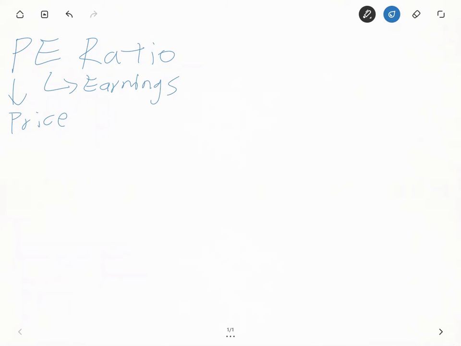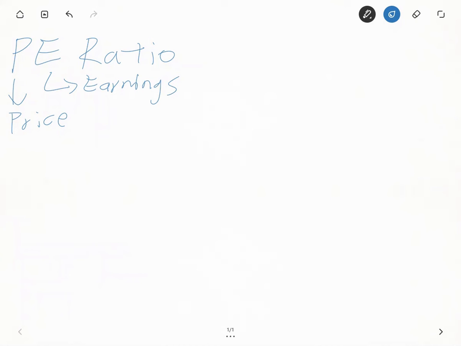And this is a fairly easy concept, I think, or number to understand. What isn't so easy to understand is the actual core concepts behind it, okay? And this is why it definitely deserves its own video. So the PE ratio actually stands for the price to earnings ratio.